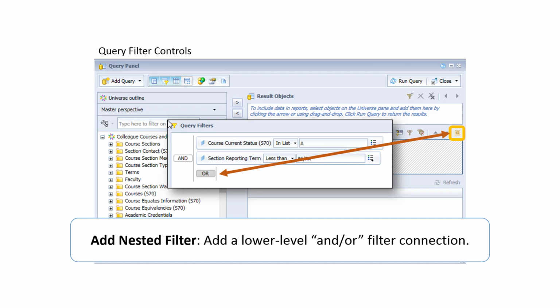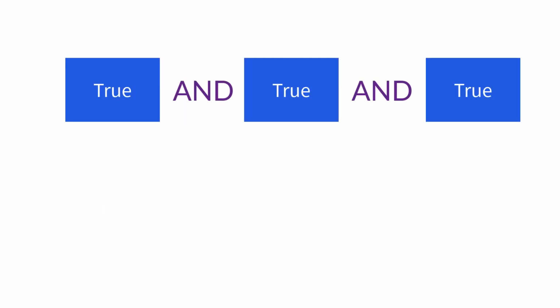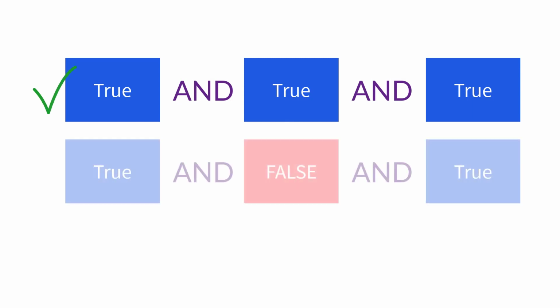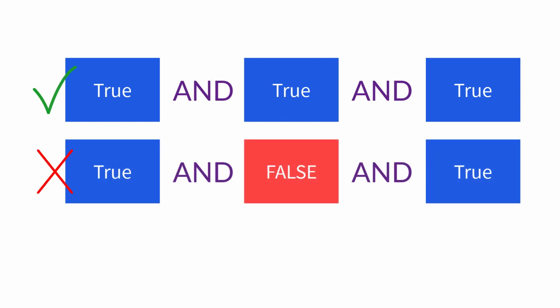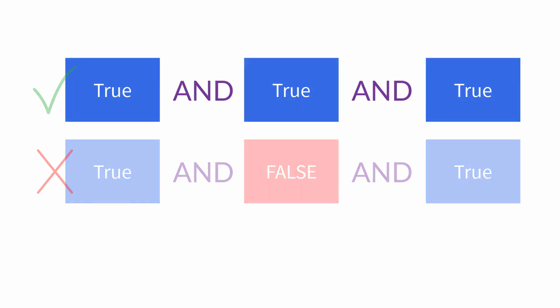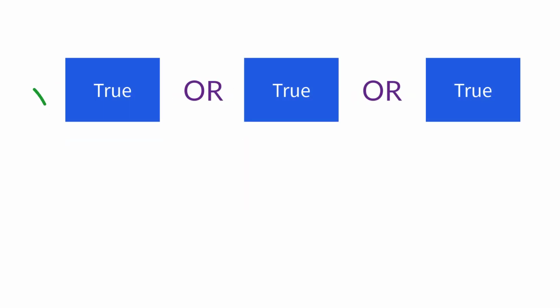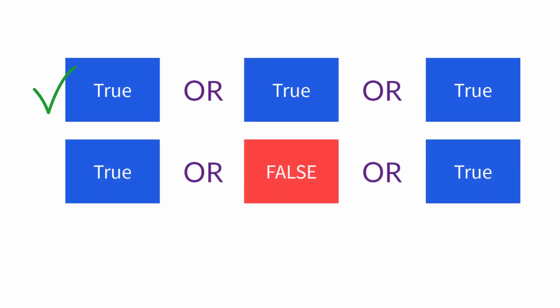The final control, Add a Nested Filter, allows you to connect filter fields with and/or relationships. The and relationship means that all of the filters at that level must be true for the record to be selected for the report, while the or relationship means that if any one of the filters at that level are true, the record will be selected.